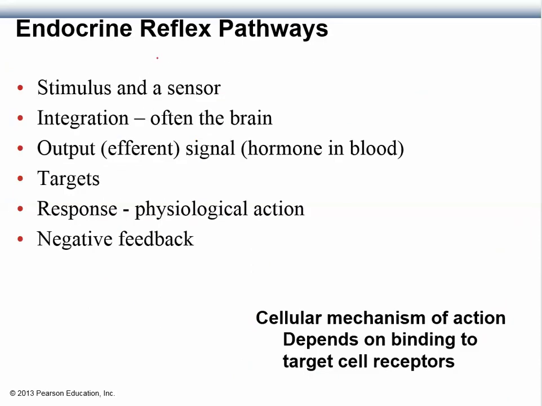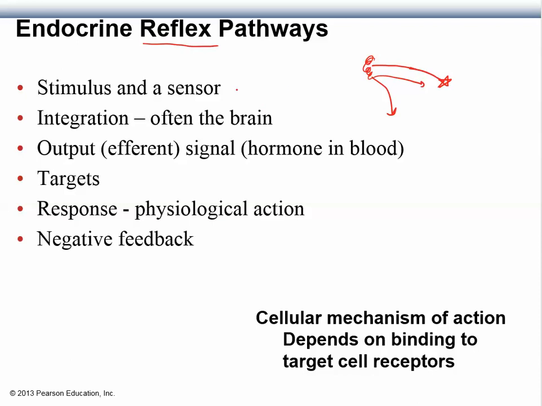So we have this endocrine reflex pathway. Well, a reflex is something that kind of happens automatically. And so you have information coming from a certain area and then going out to a different area where it's processed, and then you have information going back or to a different place. Okay, so you need a stimulus and a sensor. Now, the stimulus can be, let's say, high blood glucose or something. And if you have high blood glucose, then you need to have a sensor. Something has to be detecting that the blood glucose levels are high.